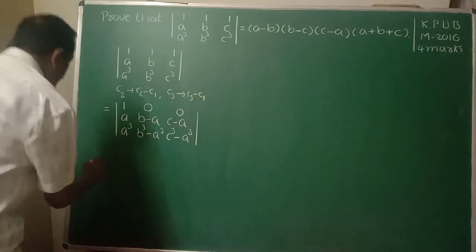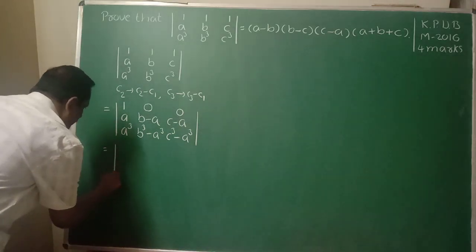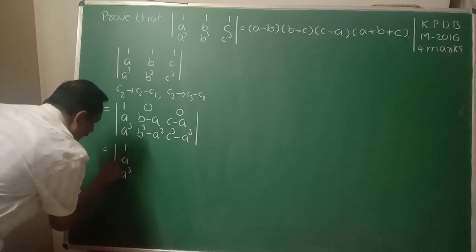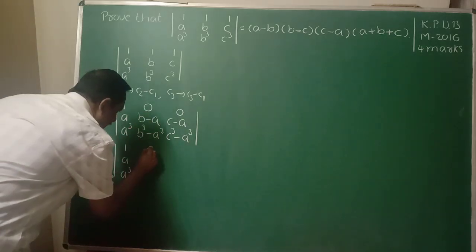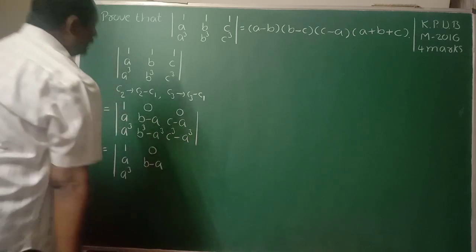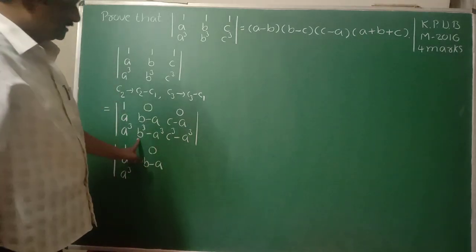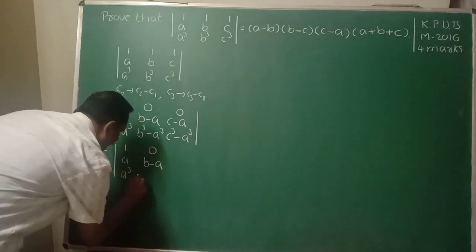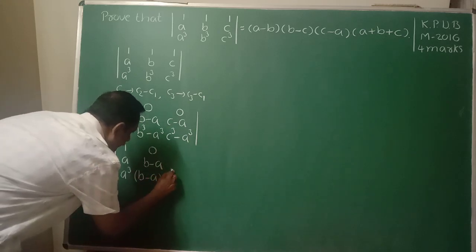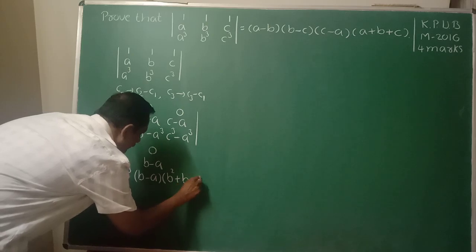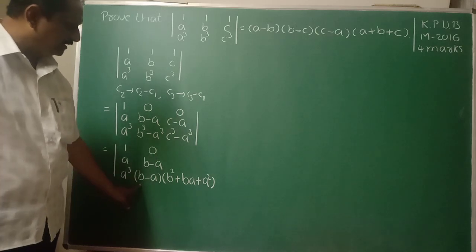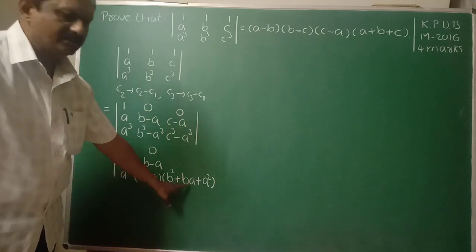Okay, therefore this is equal to the first column elements written as it is, 1, a and a cube. Then the second column elements are 0, then b minus a, and for the third entry use the basic formula: b cube minus a cube is b minus a into b square plus ba plus a square. Okay, this is the formula.